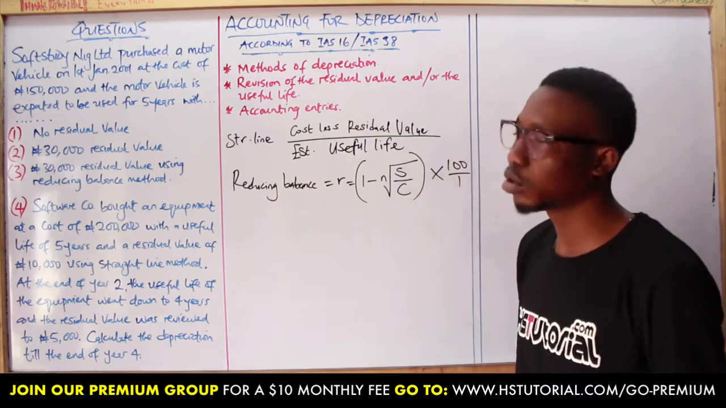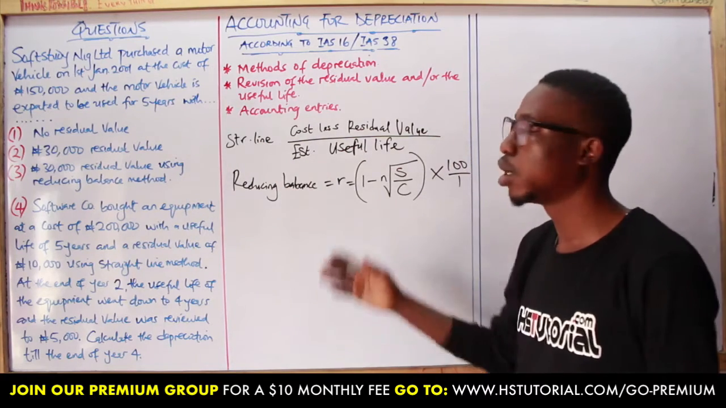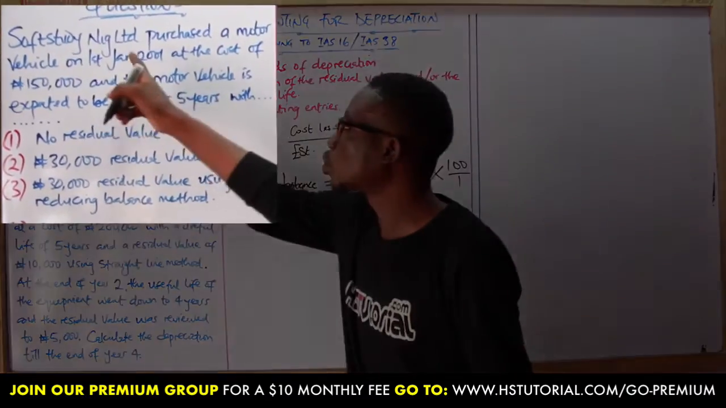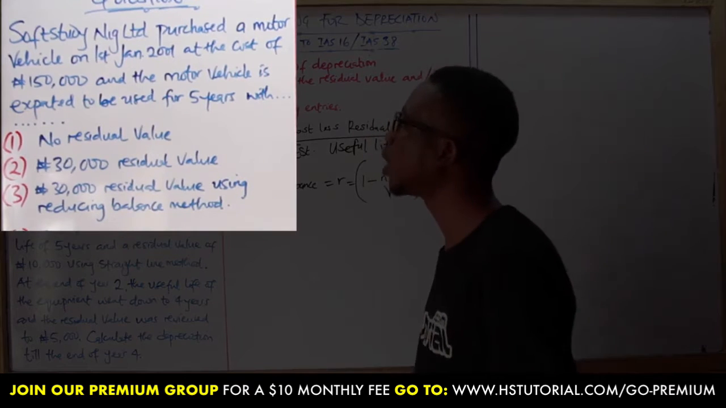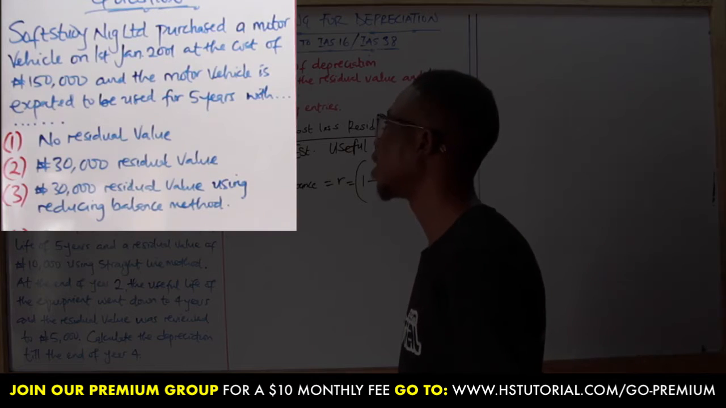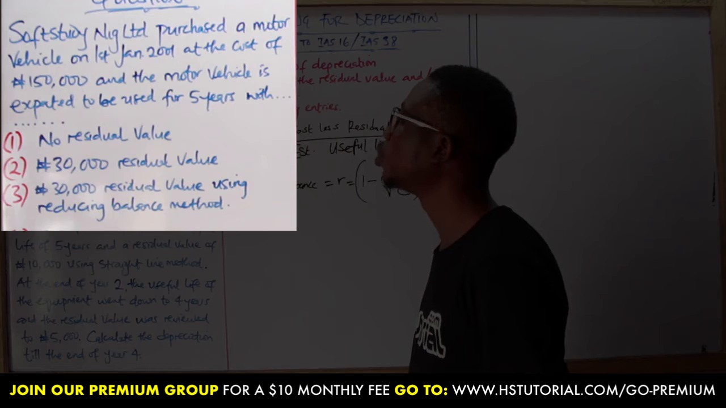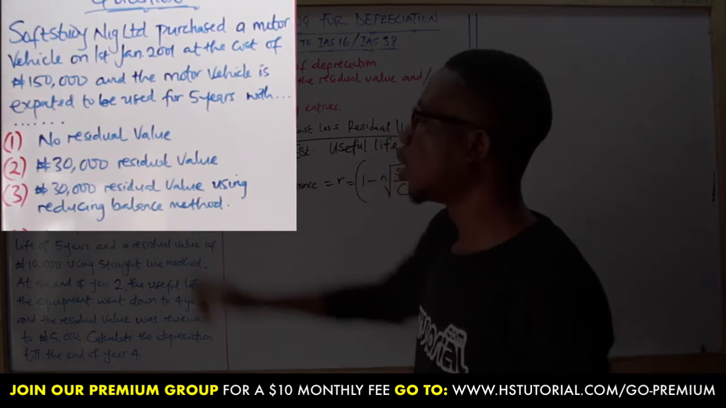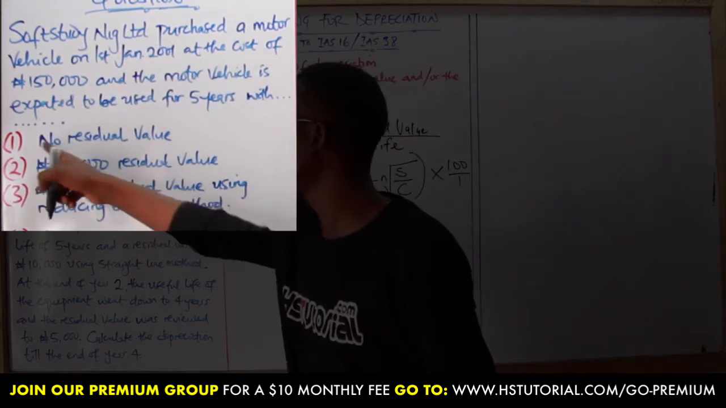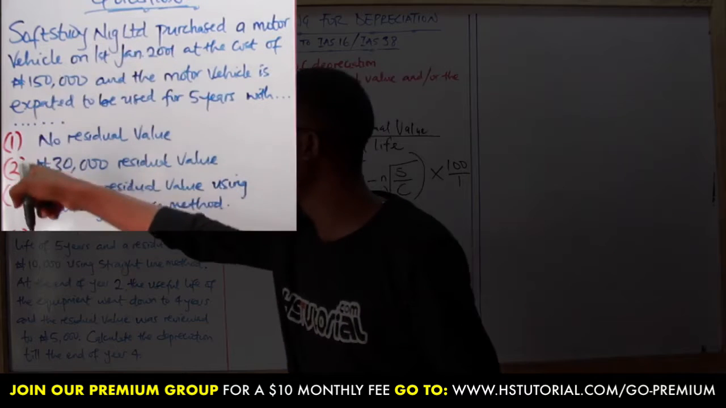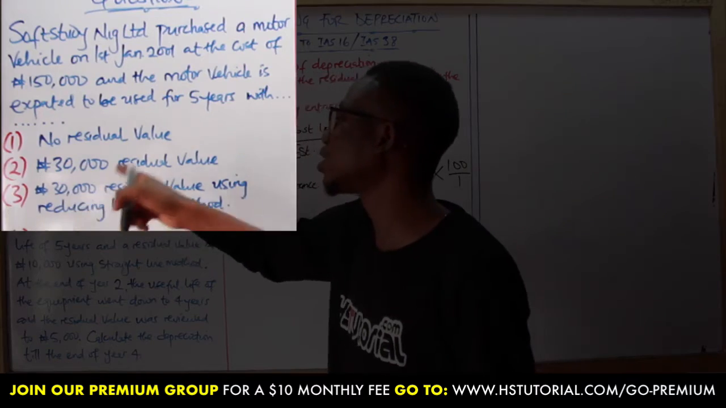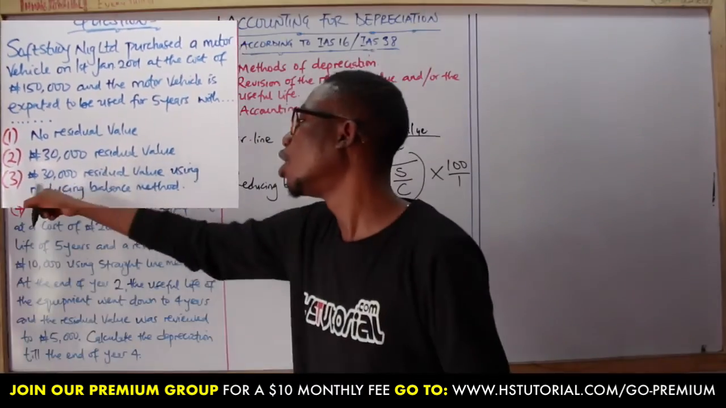We have some questions here that we can solve for better understanding. The first question is: Soft Study Nigeria Limited purchased a motor vehicle on 1st January 2001 at the cost of 150,000 naira, and the motor vehicle is expected to be used for 5 years. These are the options available. The first is to solve when there is no residual value. The second is to solve when there is 30,000 naira residual value. The third is to solve when there is 30,000 naira residual value but using the reducing balance method.